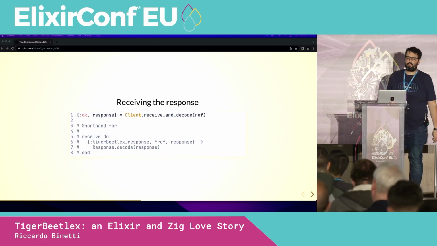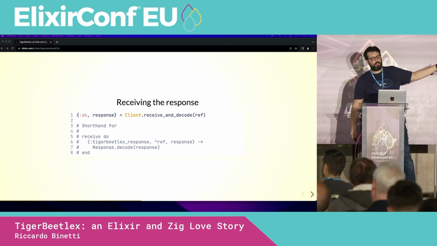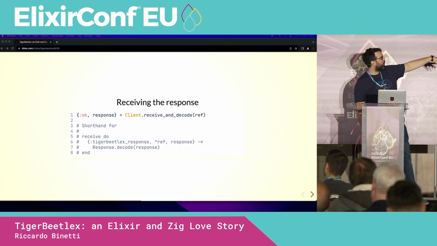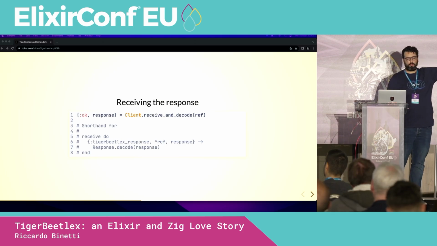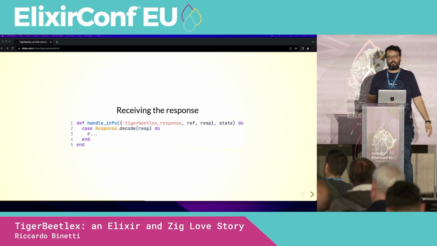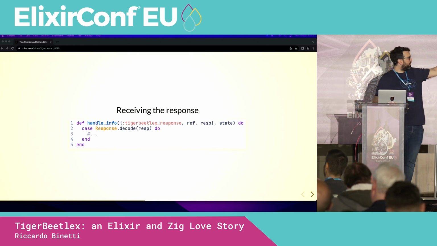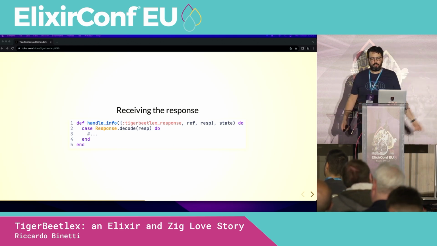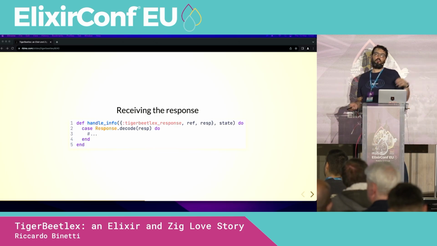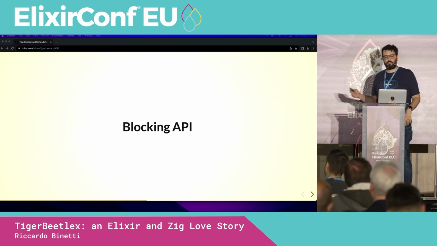What you can do with that reference is call receiving the code, which is basically a shorthand for a receive block. So you can also spell it out if you have more things you're waiting on for a receive. Or if you're already inside the GenServer, you can just handle this in a handle_info block. And you decode the response, and you get an :ok tuple with a list of responses.